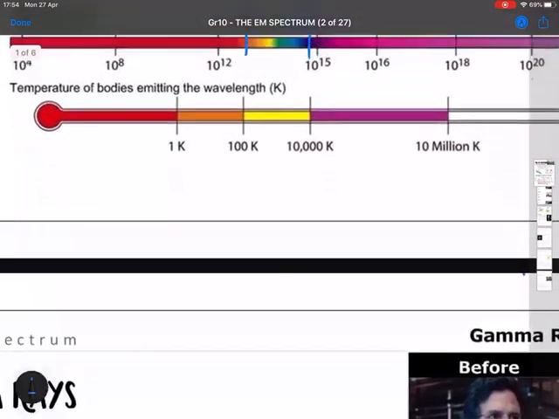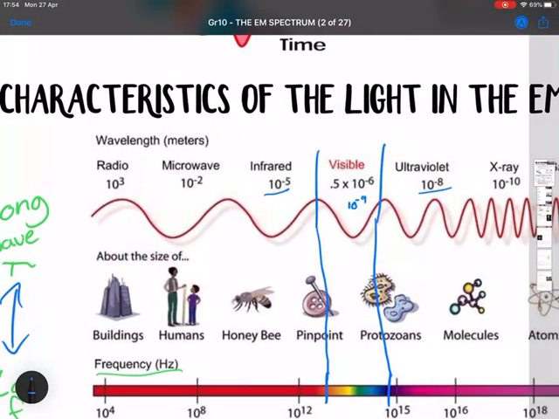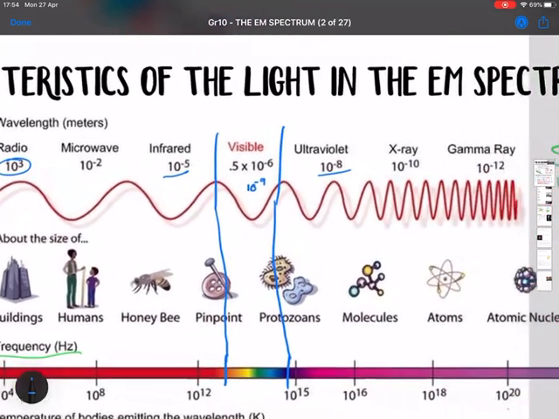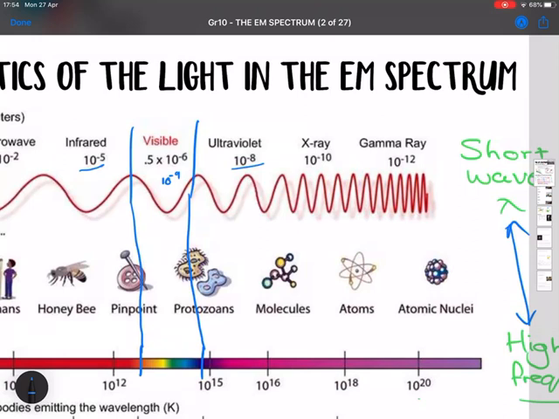Okay. It also gives you a size of that wavelength, with a length of 10 to the power of 3 meters would be actually longer than buildings, unless it's one of those super tall buildings, but kilometers long, whereas X-rays are much shorter.